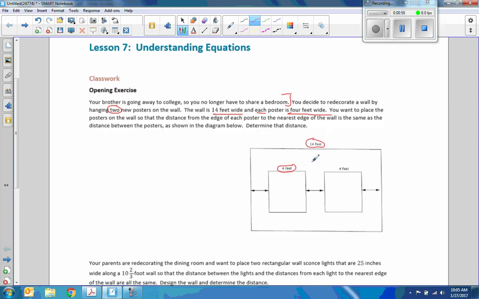We know the posters are 4 feet each, so what you would probably do originally is say, okay, well, 14 minus 4, one poster, minus 4, the other poster, equals 6. And if I have 3 areas that have to be the same, and they total 6, then 6 divided by 3 equals 2. So this would be 2 feet, and this would be 2 feet, and this would be 2 feet. Okay?